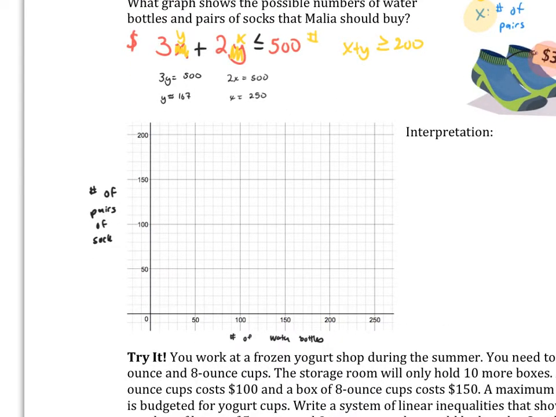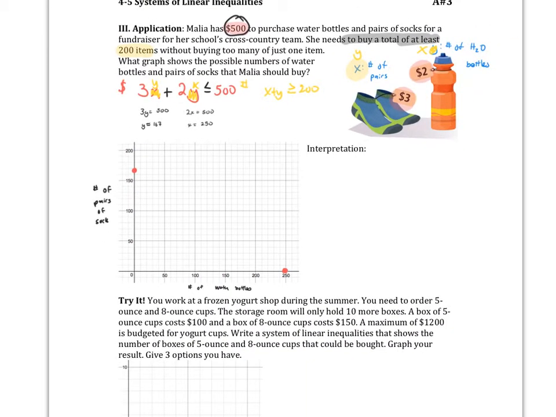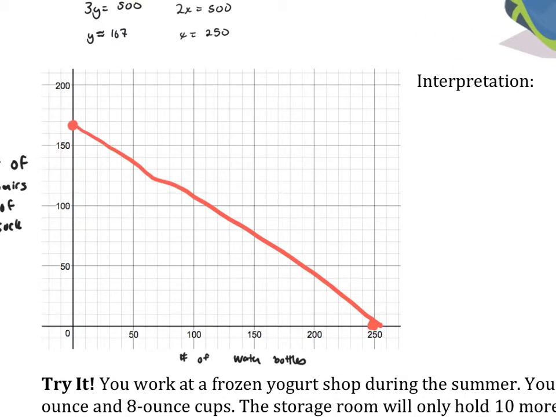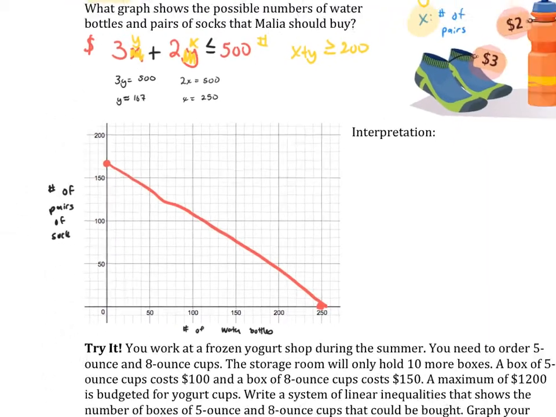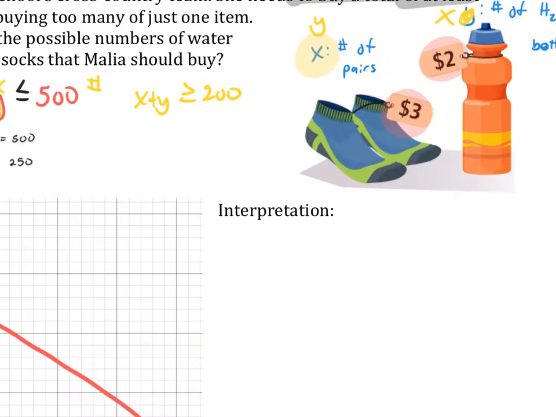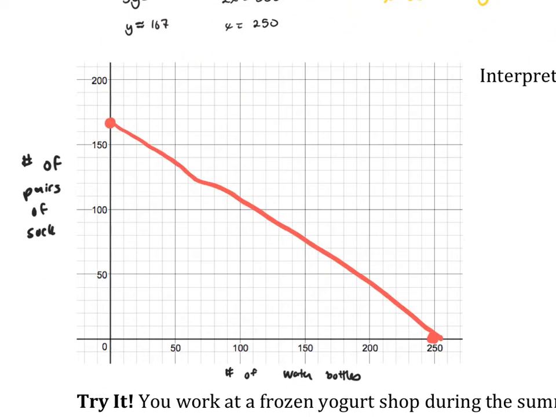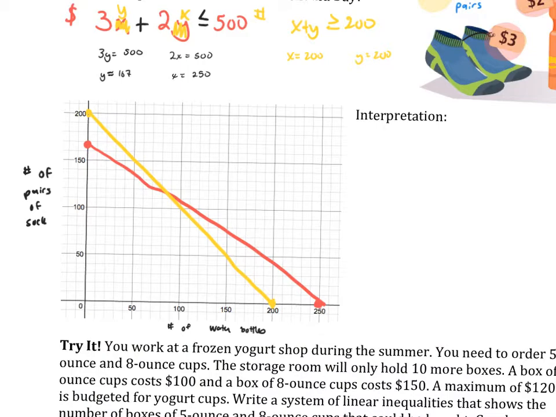So at 167, which is approximately here, and the other one is 250, which is down here, and then let's connect the dots. Something like that. Now, of course, the straighter we are, the better results we're going to get. Now, the next one here, when I find the x-intercept, I get 200, and the y-intercept is also 200. So 200 here and 200 there. So let's go ahead and connect the dots, and we get something like this.